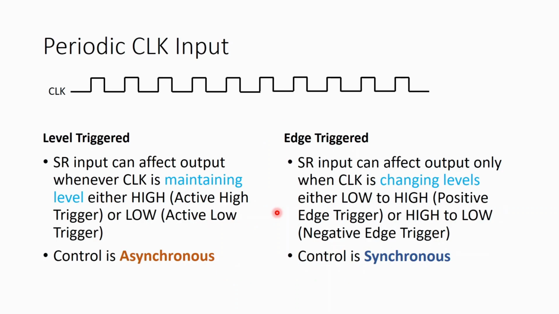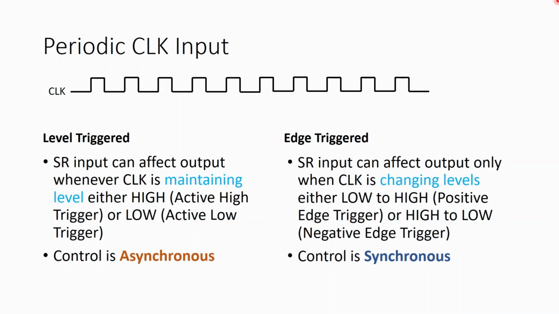Before that, one needs to understand two concepts on how the clock input will be able to trigger the change in the output. The clock input will be able to trigger the change in the output in two fashions. One is level triggered, another is edge triggered. When we are operating in the level triggered mode, the SR input will affect the output whenever the clock is maintaining some level. Either it can be high or it can be low. So level trigger can be active high trigger or active low trigger.